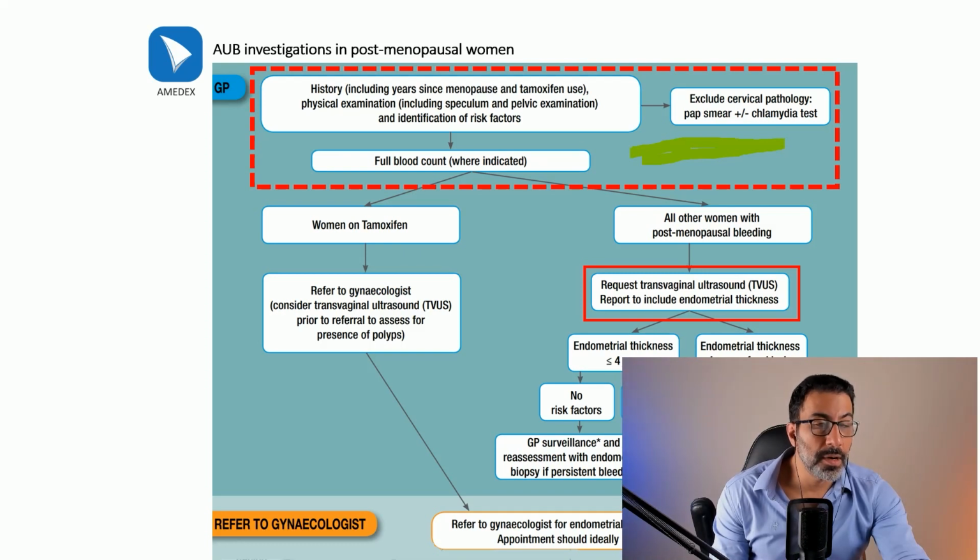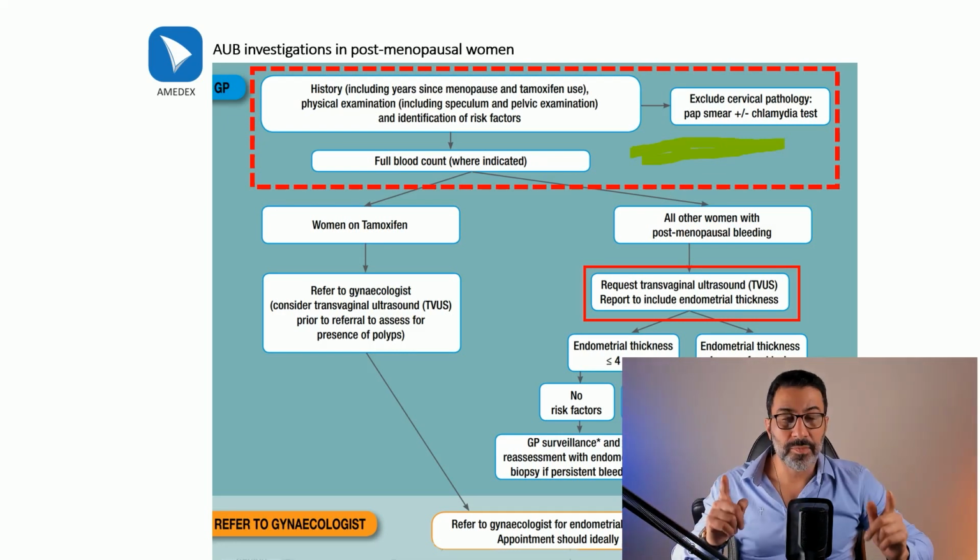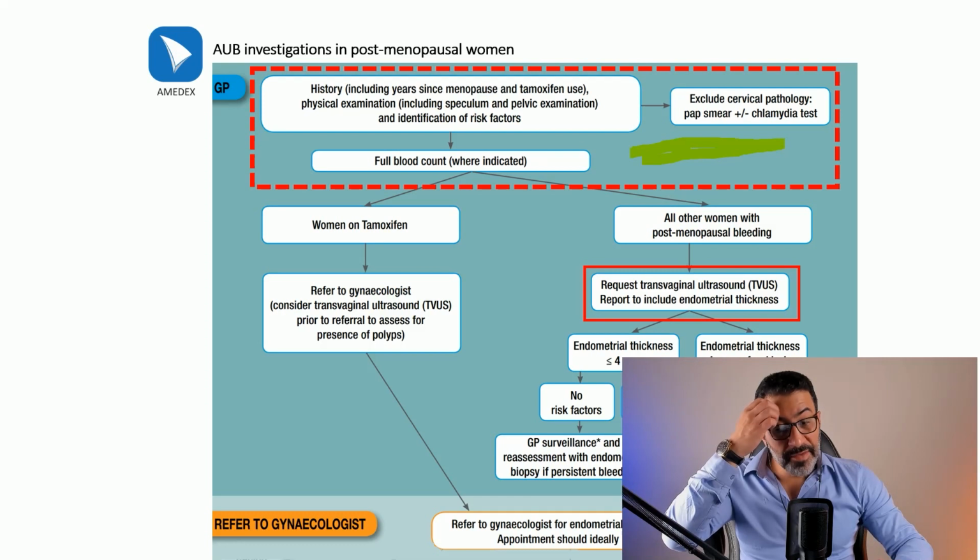We wouldn't waste our time, but before referral, we still might consider a transvaginal ultrasound to be included in the referral documents. All women with postmenopausal bleeding, request transvaginal ultrasound, TVUS. It's vital. It's very important. Guys, please pay full attention to that.